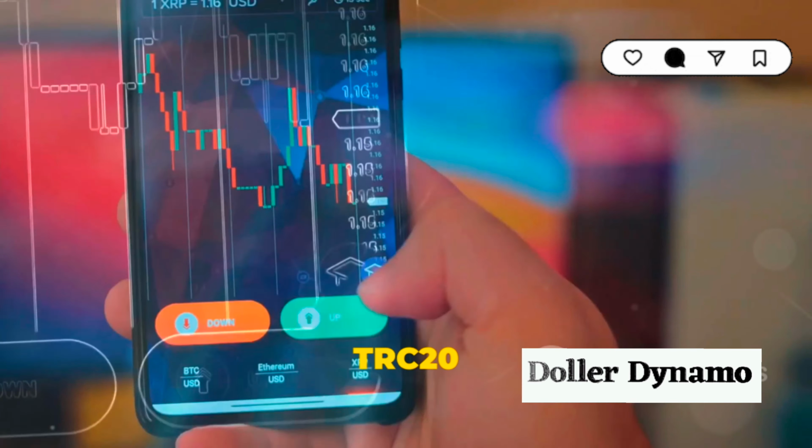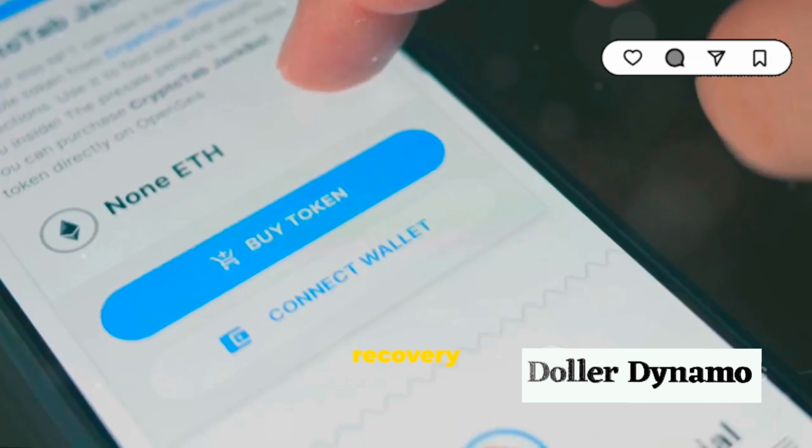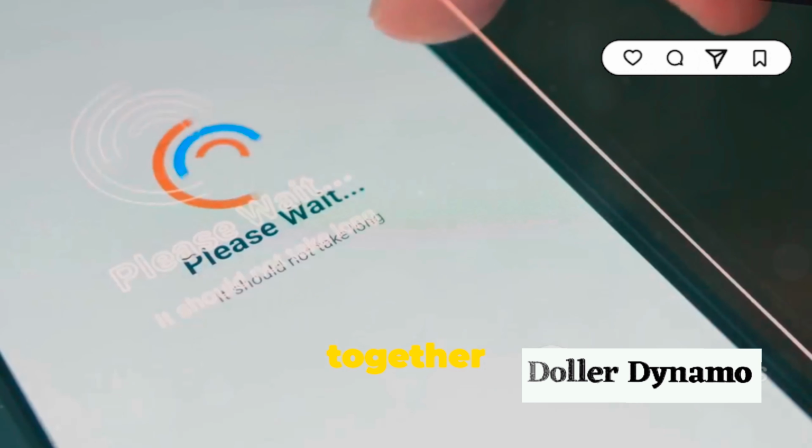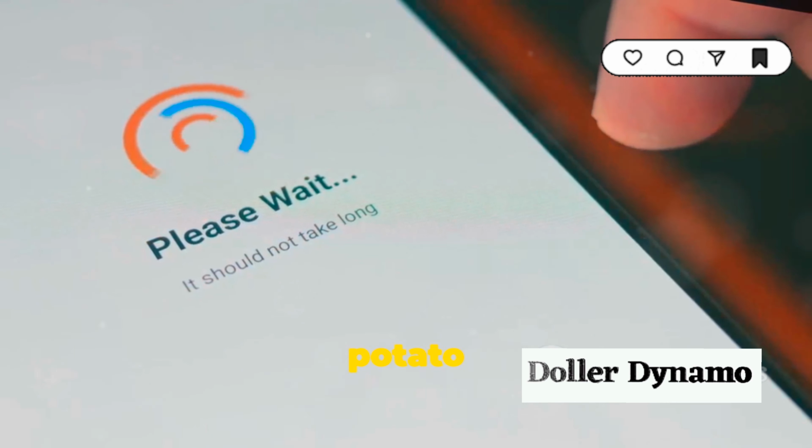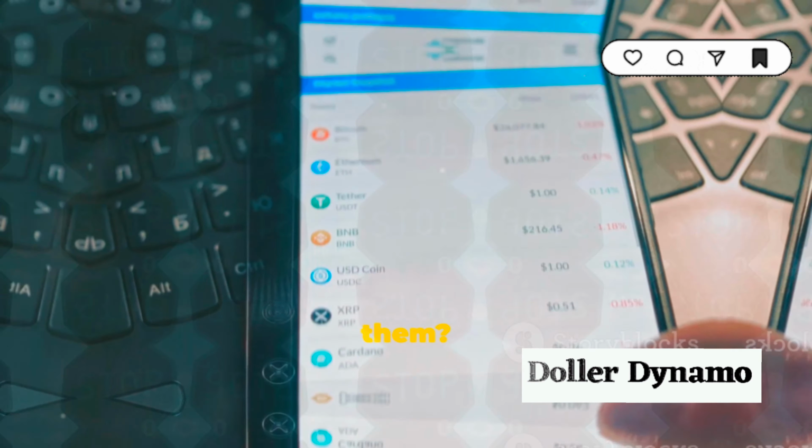Hey, I received some TRC20 USDT and I have my recovery phrases. How can I monetize them?